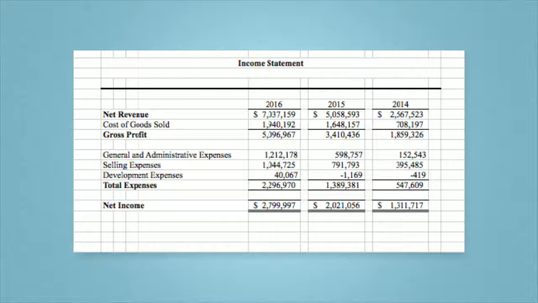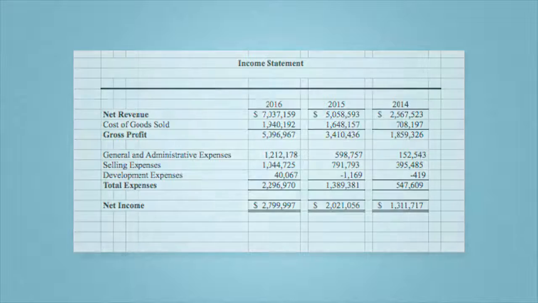To hammer this equation home, you can see on the sample income statement that net revenue less cost of goods sold equals gross profit. Now you have gross profit less total expenses equals net income. I hope everybody now has that equation solidified in their heads.